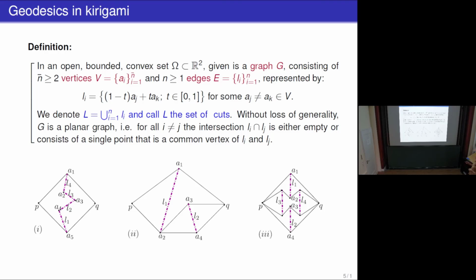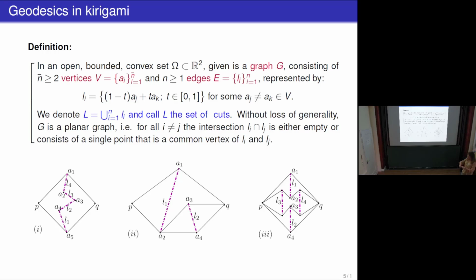So we have a domain omega in R2, and in this domain I'm going to be given a graph which consists of vertices and edges. It's not a complete graph. There are some edges and some other edges are not there. Those edges in my mind are going to represent the cuts. By capital L I denote the set of edges of this planar graph, and this is the set of cuts.